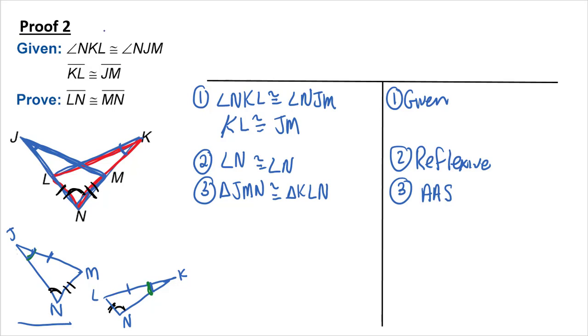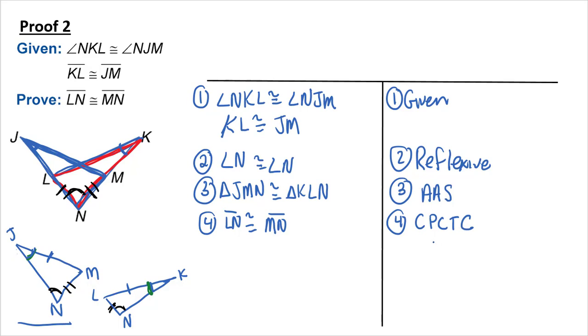Now notice here that MN and LN are corresponding pieces. So LN is congruent to MN by CPCTC.